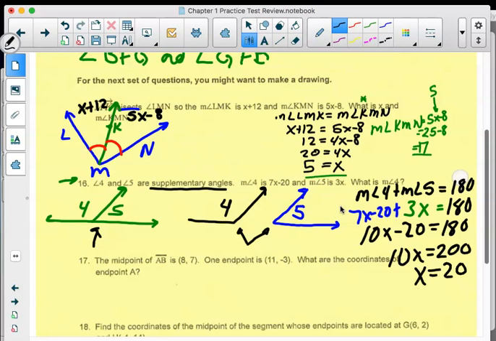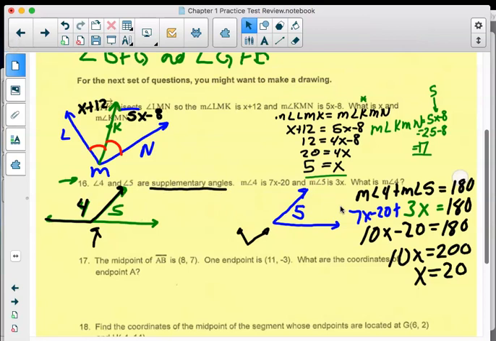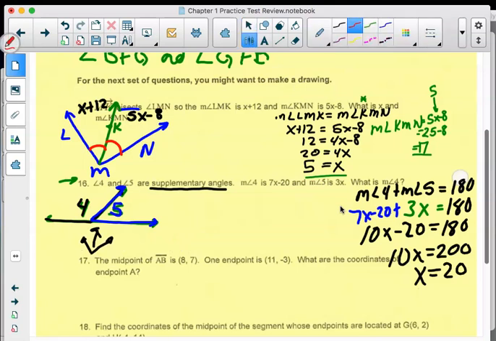Now, they ask me what the measure of angle 4 is. Well, in order for me to do that, I'm going to move my angles back here so I can use that space. Remember that supplementary could be anything. They just got to come out to be 180 degrees. And I'm going to take the fact that the measure of angle 4 is equal to 7 times 20 minus 20. Okay, this comes out to be 140 minus 20, which equals 120.